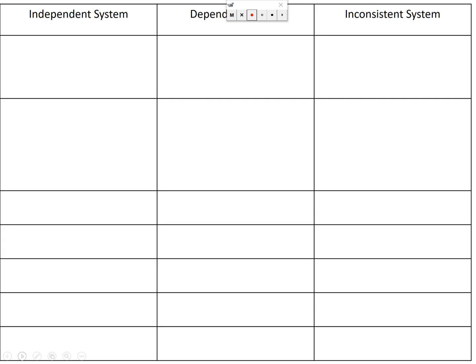So just to sum up, this is in the bottom left-hand corner of your sheet. There's just a little summary table. I put little names at the top. I'm not going to hold you accountable for those names. I just want to be able to distinguish between them. If you have what's called an independent system, that's the first one that we had.